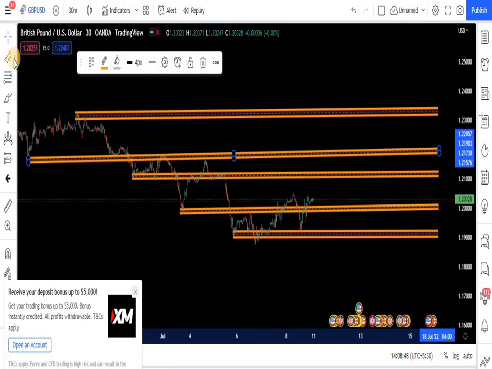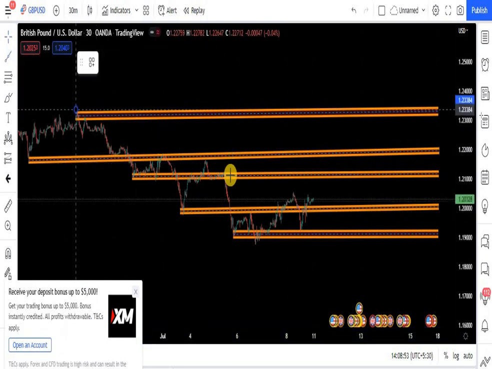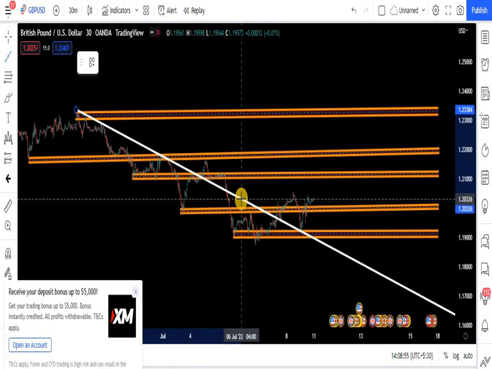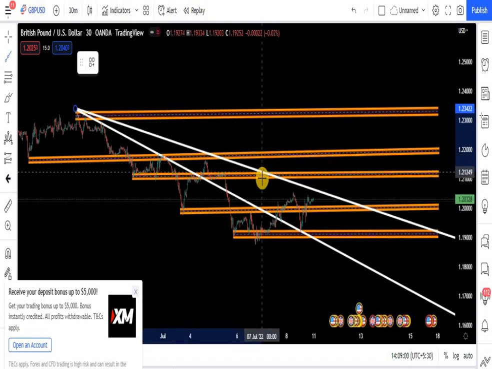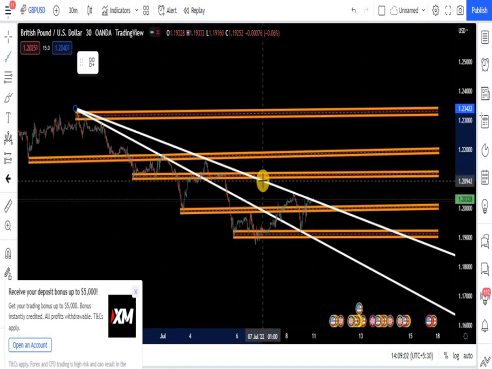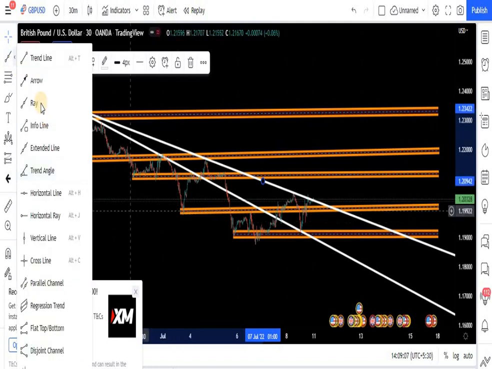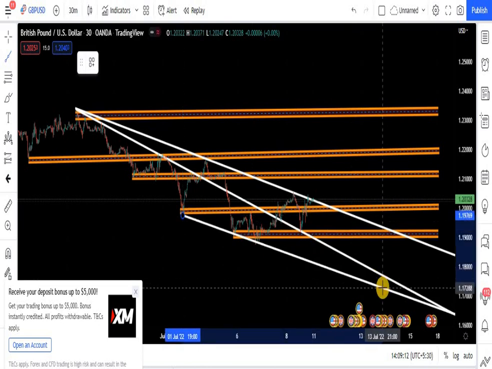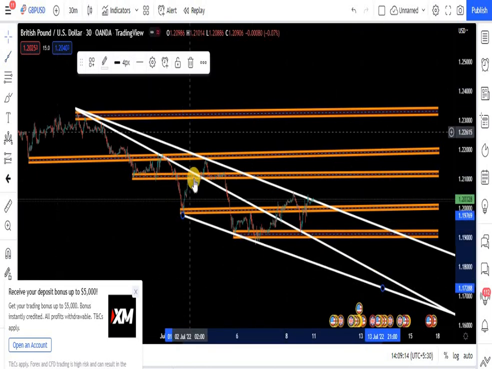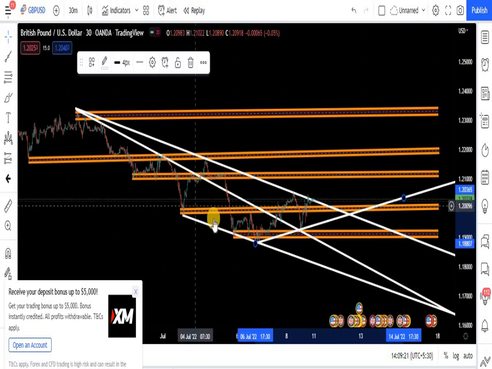Now we go for the trend line. There is one trend coming like this. For the second trend line, if I go from this and connect this high, it is nearly at the current trend line. For the downside, if I check, these are the major trend lines for GBPUSD.